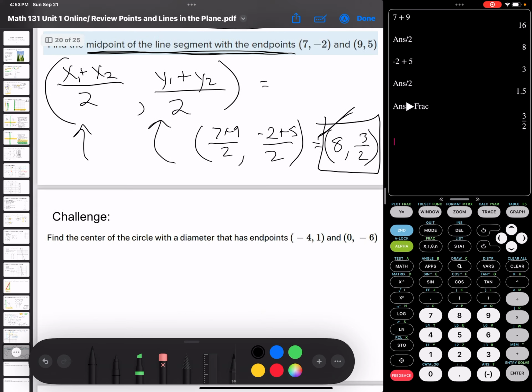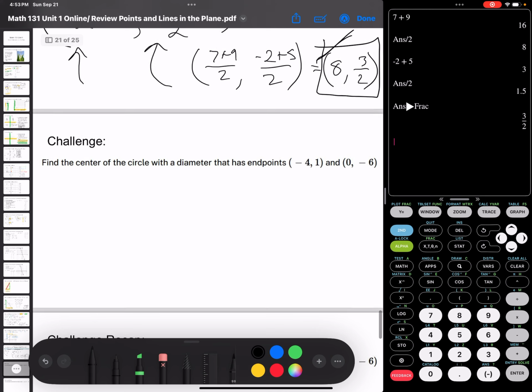So here's a challenge for you guys. This is a fun problem. If you want to find the center of a circle with a diameter that has endpoints -4, 1, and 0, -6, what do you think? How could you do it? Spend a minute and actually just think how you would solve this, or what you need to know to solve this. Maybe you need to know what the word diameter means. Diameter means the distance all the way across a circle.